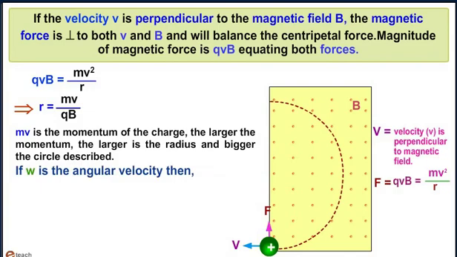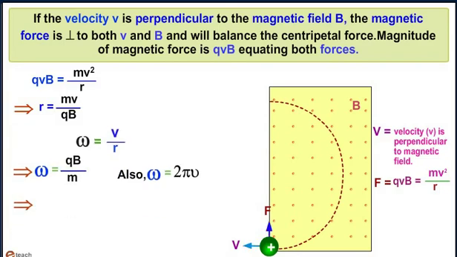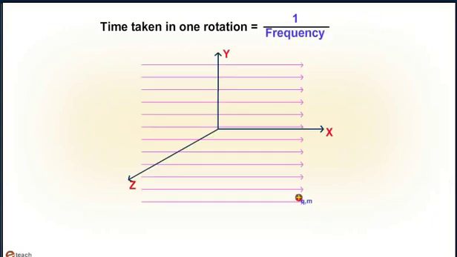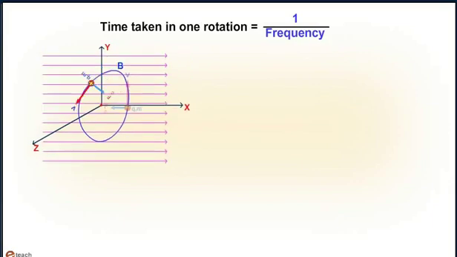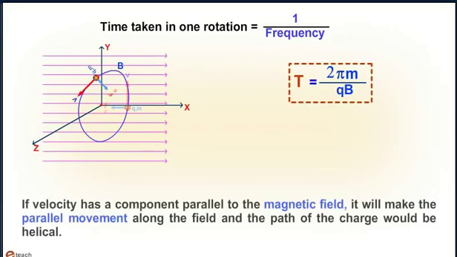If omega is the angular velocity, then omega equals v by r. Omega equals qB by m. Also, omega equals 2 pi nu. Equating both, we get 2 pi nu equals qB by m. Then nu equals qB upon 2 pi m. Time taken in one rotation equals 1 by frequency. Then time taken T equals 2 pi m upon qB.